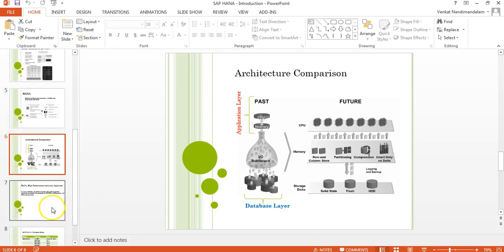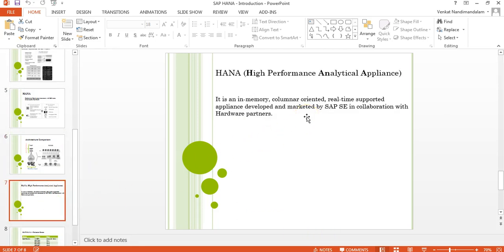Let's move on to the next slide, which tells you what HANA is. HANA stands for High Performance Analytical Appliance. We call it an appliance because it's not just hardware, it's a combination of both hardware and software. It's an in-memory, columnar-oriented, real-time supported appliance developed and marketed by SAP in collaboration with hardware partners.